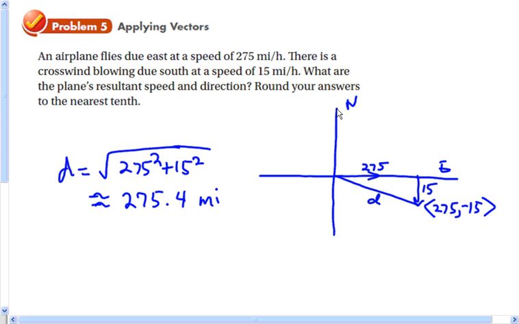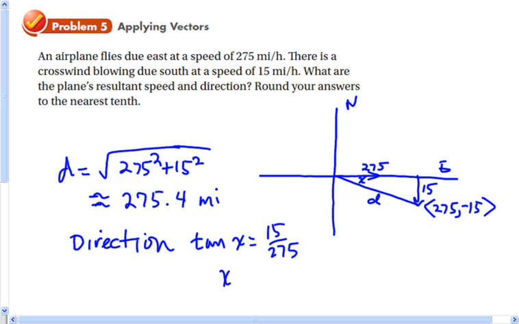And then the direction is, we can get that from, the direction is this angle right there, we'll call it x. And we have the side opposite and the side adjacent again, so we can say that the tangent of x is equal to 15 over 275. So x is equal to the tangent inverse of that ratio. And that's about 3.1 degrees.